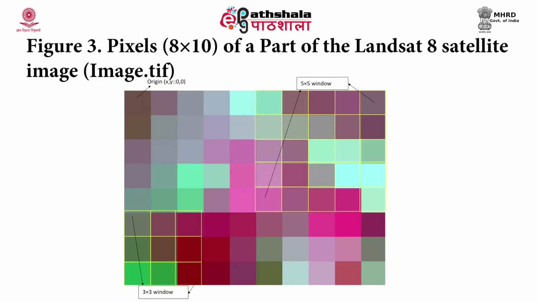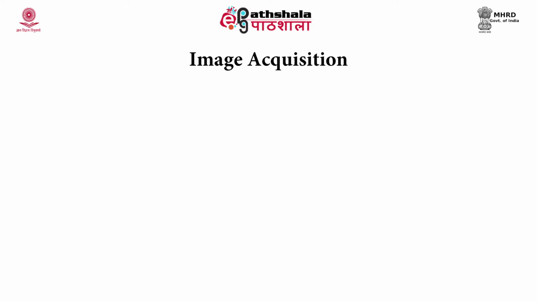So, this is the image that we were talking about, in which you can see a combination of a matrix of rows and columns with different colors representing the different brightness values of a Landsat 8 satellite. Now, coming to the first step of remote sensing image processing, that is image acquisition.